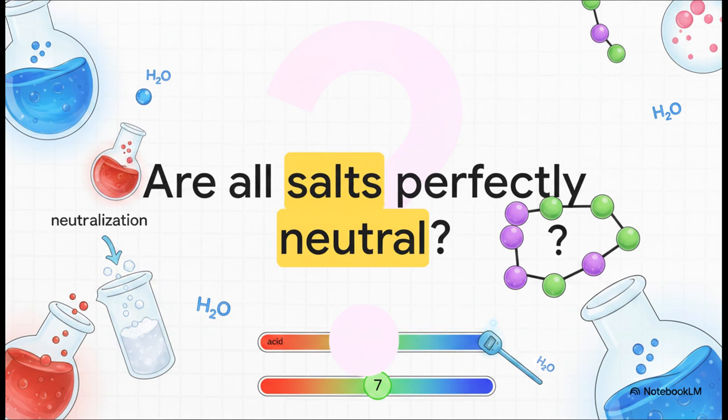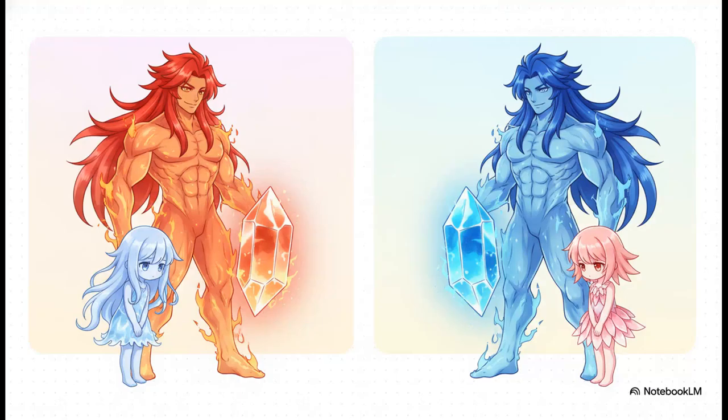But wait, this brings up a fantastic question. You might logically assume that because they come from a neutralization reaction, all of these salts must sit at a perfectly neutral pH of 7, just like pure water. But is that actually true? Actually, no. It turns out the offspring inherits the traits of the strongest parent.